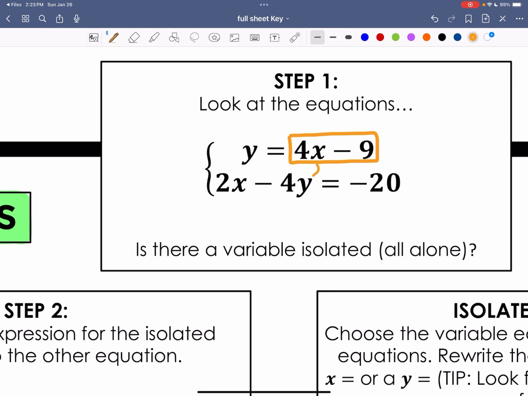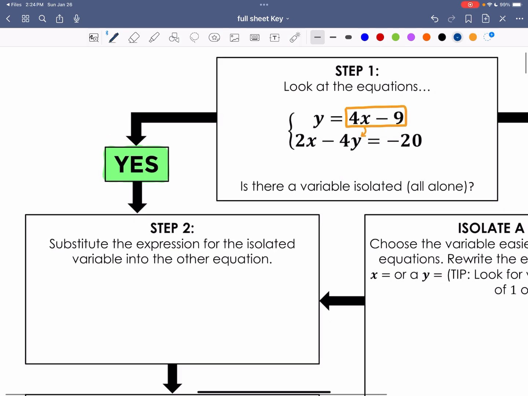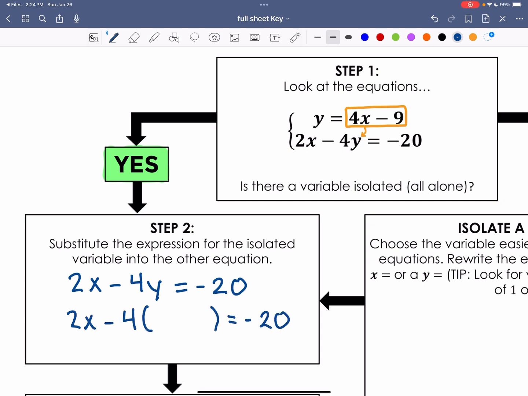So that means anywhere we see a y in equation 2, we are going to substitute that expression from equation 1. So go ahead and rewrite that second equation. So 2x take away 4y equals negative 20. Right now we have 2 variables, but now we are going to substitute what we know y equals from this top equation in the box. So we have 2x take away 4, but instead of y, we are going to write 4x minus 9, since that is what y is equal to.